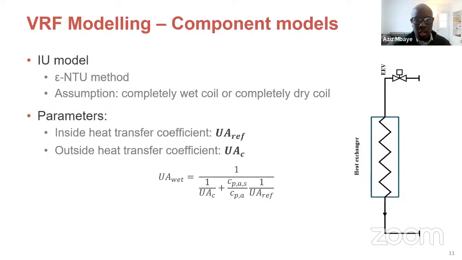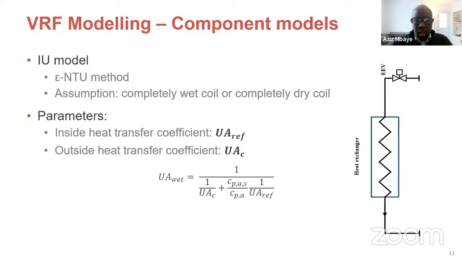So let's go to the component models. I'm going to start with the indoor unit. The indoor unit is represented as an air-to-refrigerant heat exchanger that will operate at constant refrigerant temperature, and its behavior is described using the efficiency-NTU method. The model has only two parameters. The first one is the thermal conductance between the refrigerant and the coil inside surface, which is called UA_RF here. The second parameter is the thermal conductance between the moist air and the coil outside surface, the UA_C.